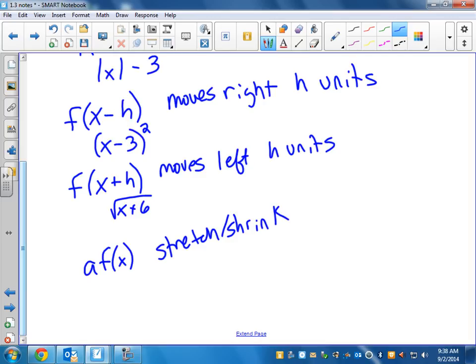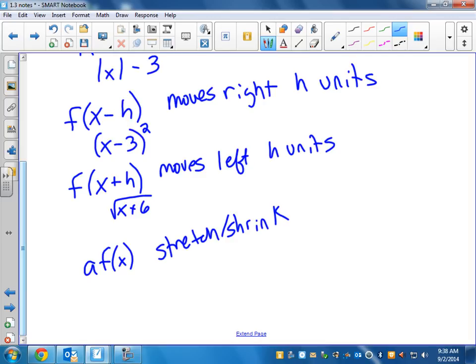Stretch or compress, I think that's what this one uses. If it's a number bigger than 1, like a 2 in front of it, that actually means it stretches. And if it's a fraction between 0 and 1, then it actually compresses it. I always say, I don't really care that you memorize which is a stretch and which is a shrink and all those little rules that go with it.